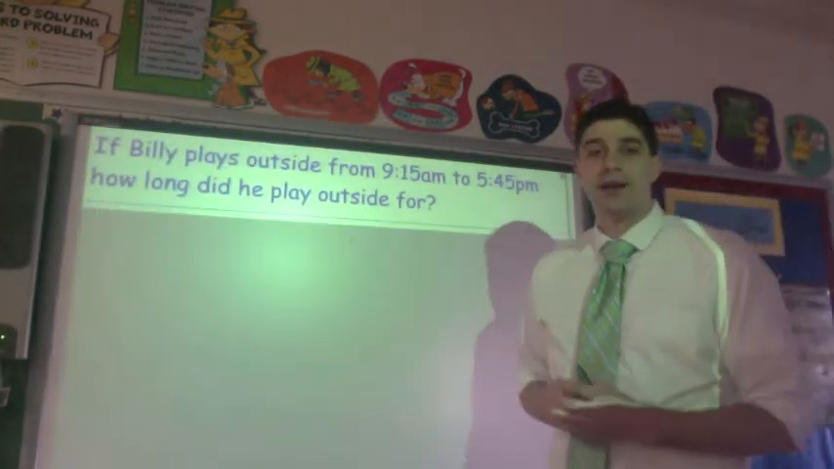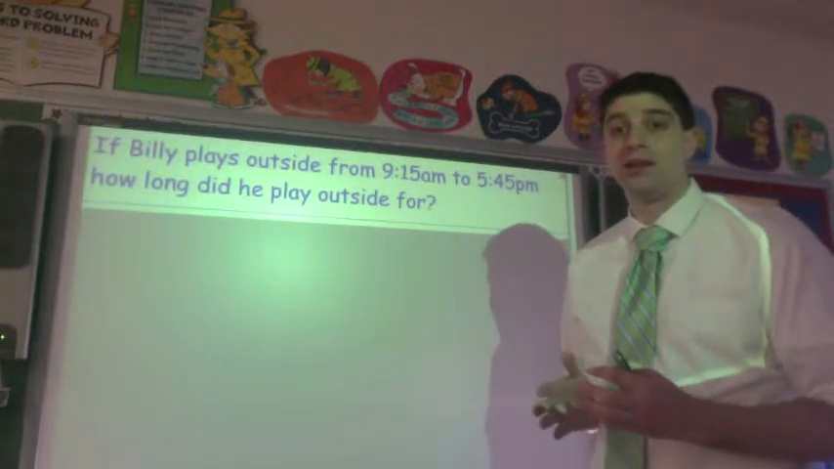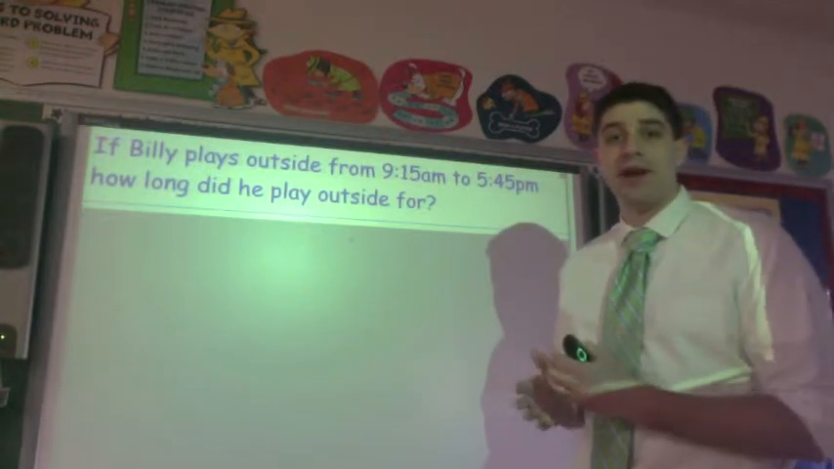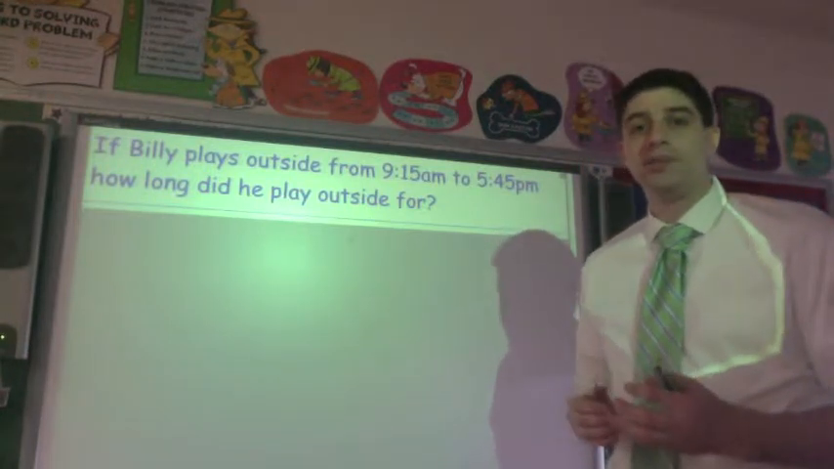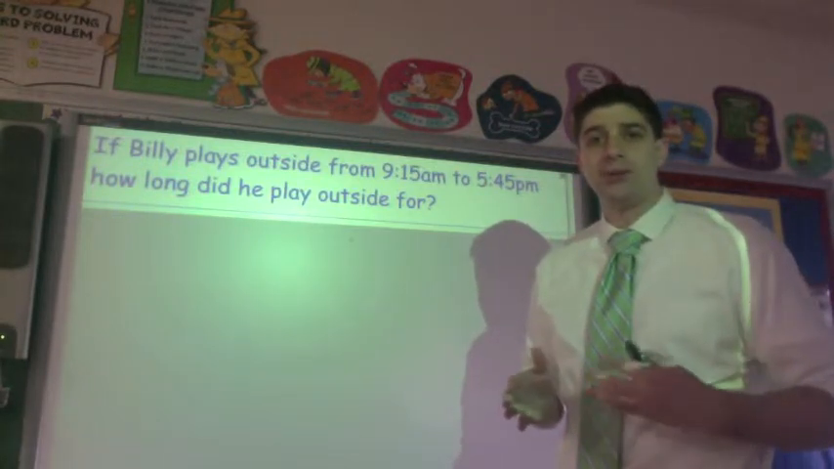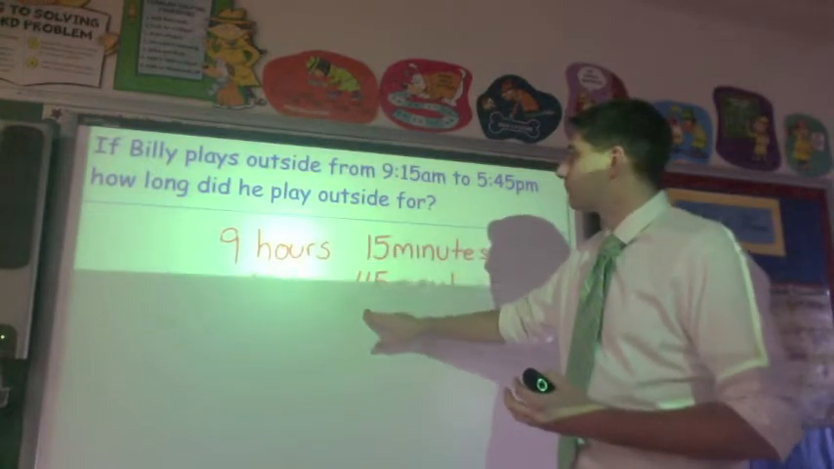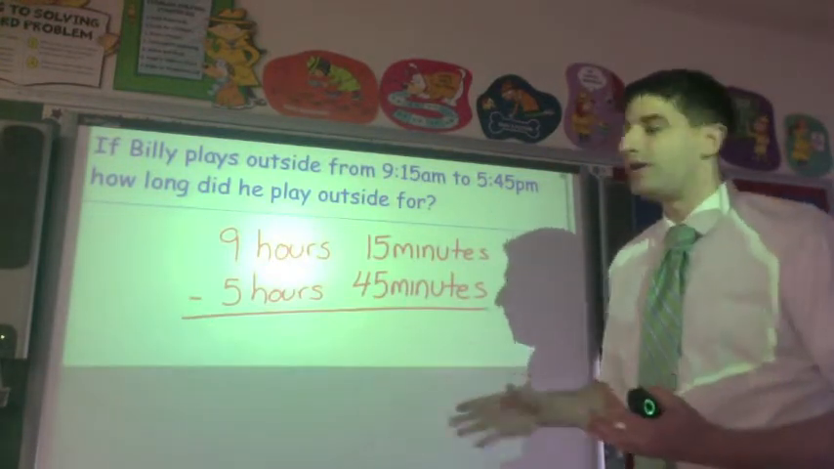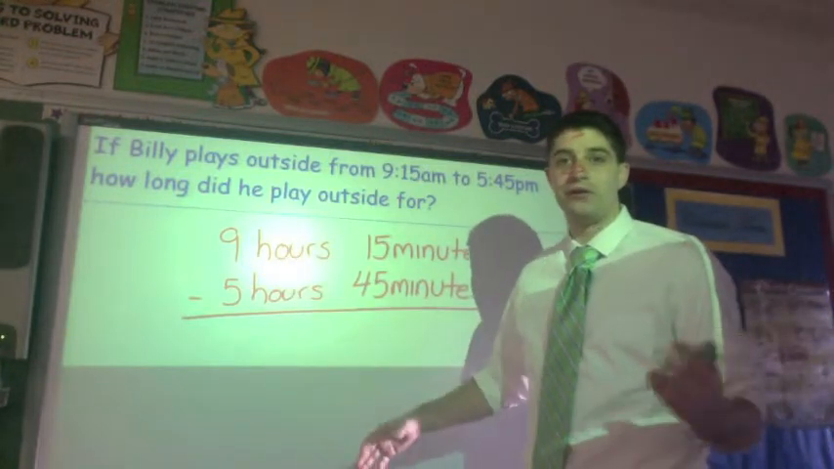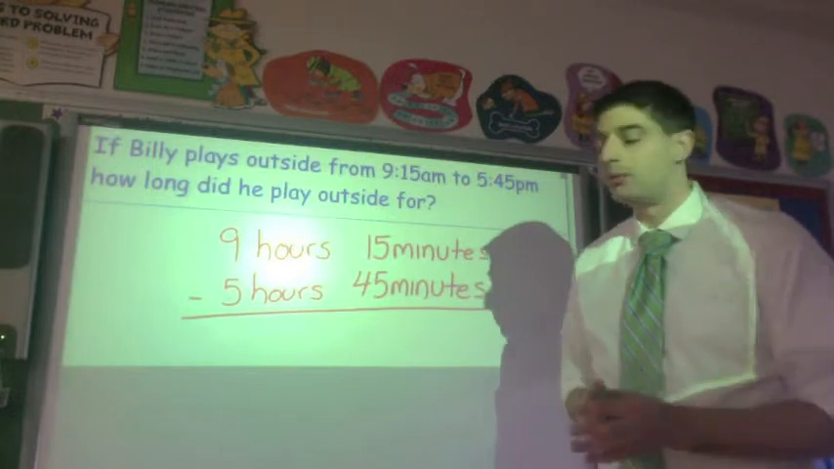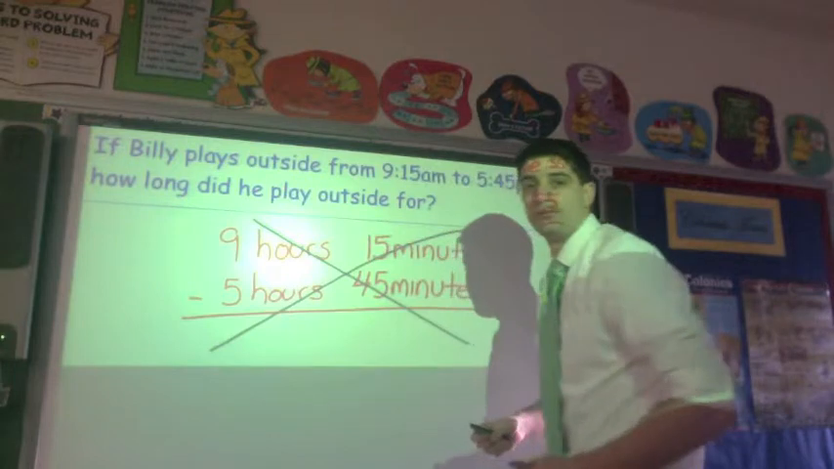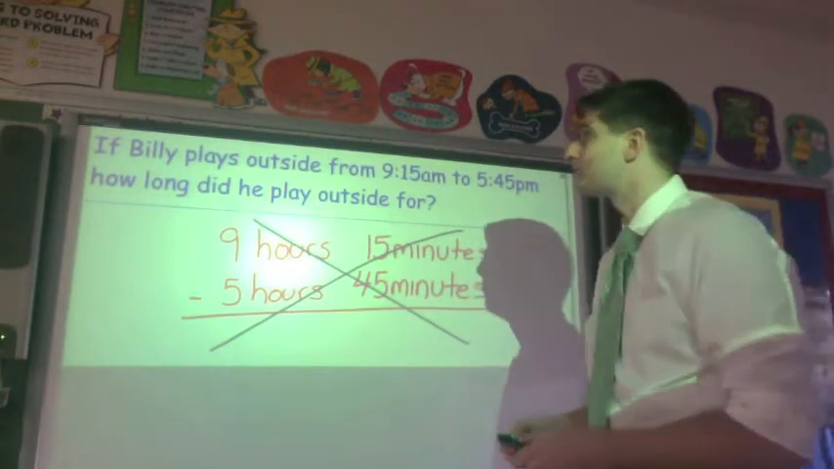So the next kind of problem, we'll be using military time. If Billy plays outside from 9:15 a.m. to 5:45 p.m., how long did he play outside for? Well, if you remember from that first problem that we did, we subtracted. But this doesn't work here. We can't use this way. Mainly, if we subtract 9 hours from 5 hours, we get 4 hours. And that's just not a reasonable answer. So, for this kind of problem, we're not going to use that way.